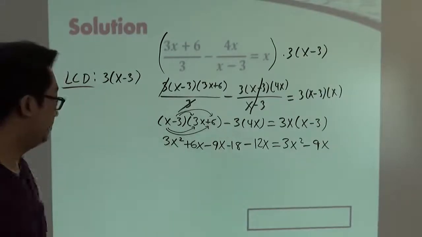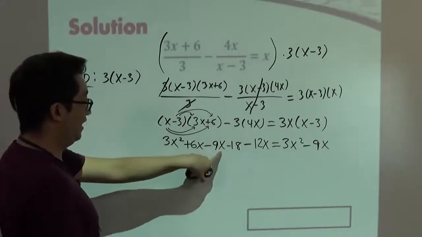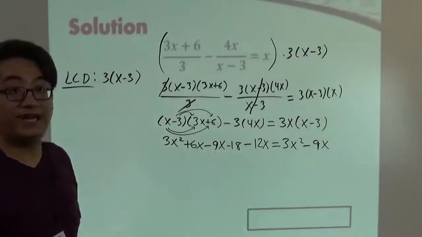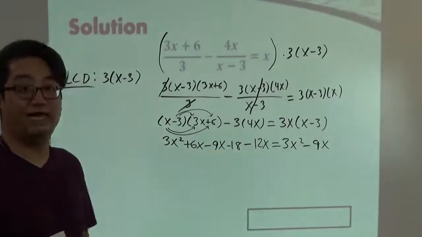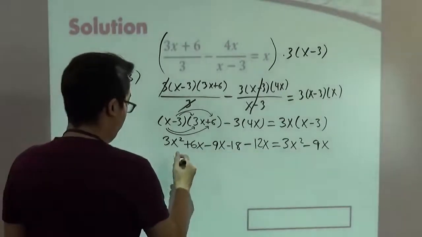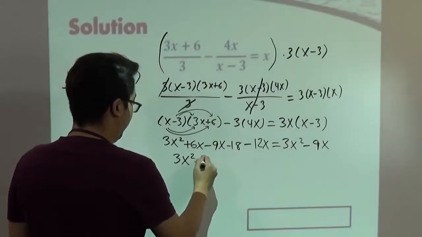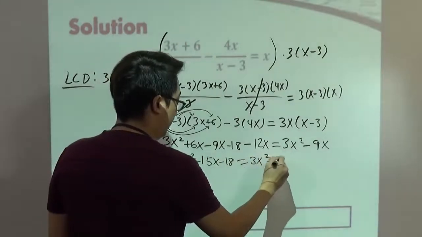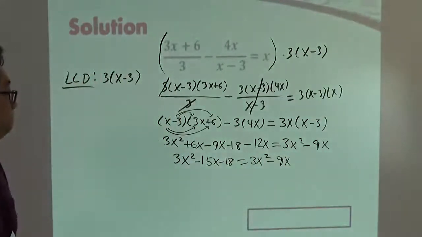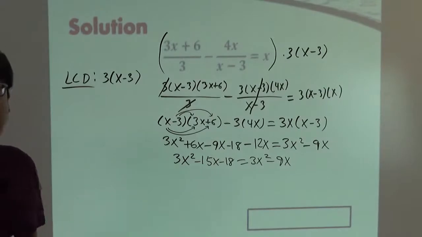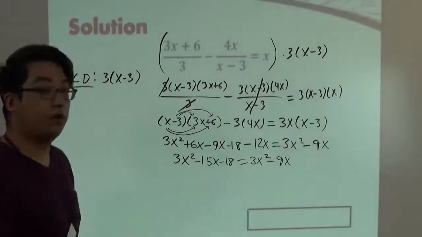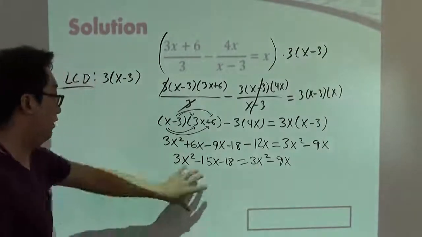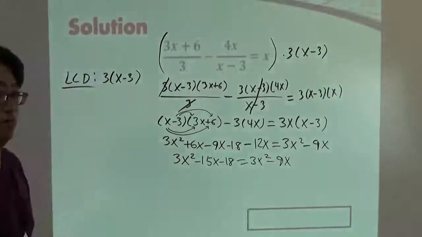Now, combine like terms. We notice that 6x minus 9x and negative 12x can all be combined. So 6x minus 9x is negative 3x, minus 12x is negative 15x. I have 3x squared minus 15x minus 18 equals 3x squared minus 9x. Okay? When we're talking about quadratic equations, in order to solve them we want to bring everything over to one side. Because I have more terms on the left than on the right, I want to keep these over there and bring the ones on the right over.